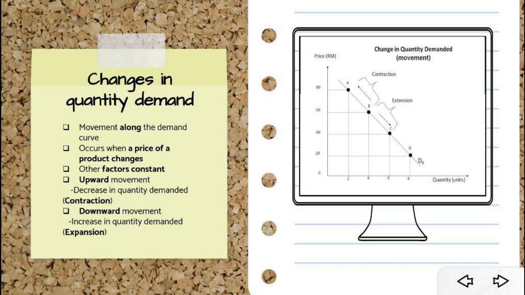From the video, we can see the change in quantity demanded graph. First, the graph shows movement along the demand curve. Second, it occurs when the price of a product changes. Third, other factors are constant. Fourth, for upward movement, a decrease in quantity demanded happens and it is called contraction. And fifth, for downward movement, an increase in quantity demanded happens and it is known as expansion.